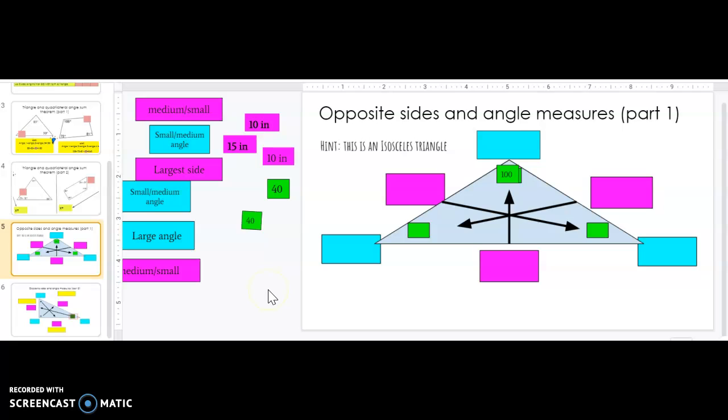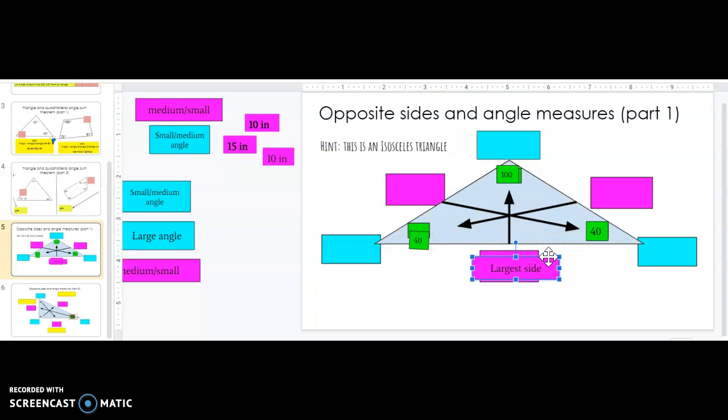Now, this is an isosceles triangle, meaning two of the angle measures are equivalent. Both of these are 40, so we don't even need to think about what goes where. All we need to do is click and drag these onto the green boxes. Okay, now, because this is the biggest angle, this is going to have to be the largest side. So I can click and drag largest side here.